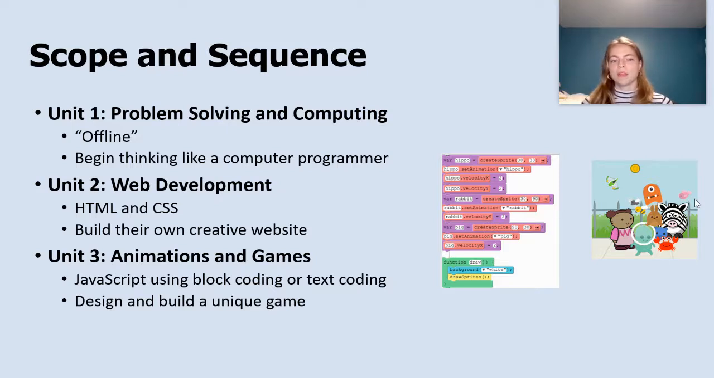Then we have unit 3, which is on animations and games. They are learning how to code with JavaScript, and it has block coding, which this picture is an example of block coding, or they can use text coding if they would like, and they get to design and build their own unique game.